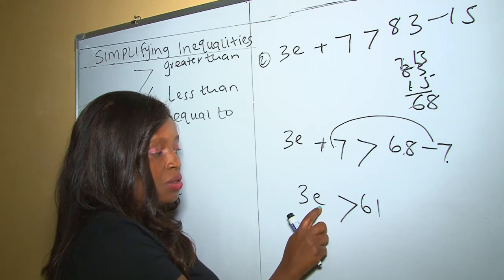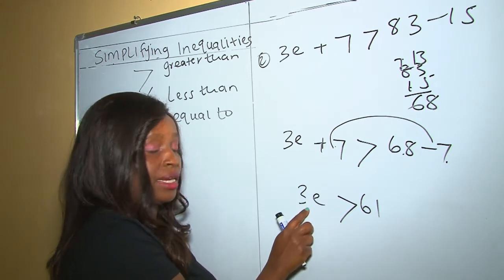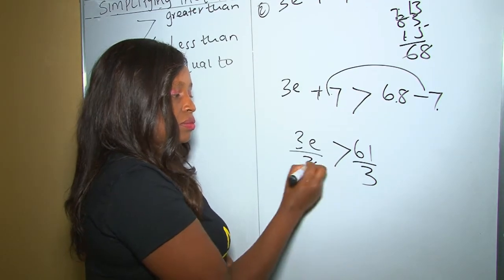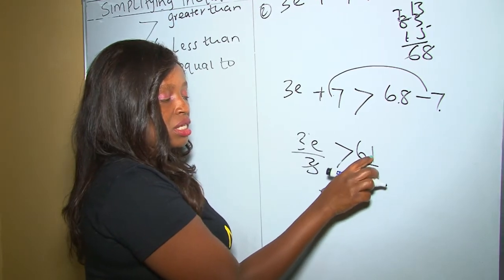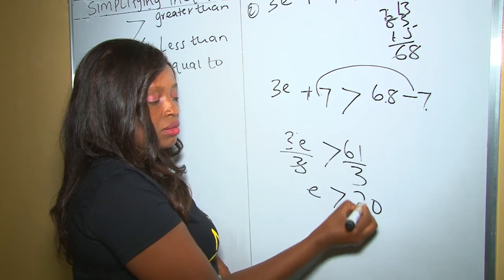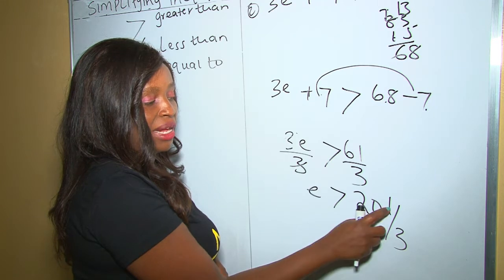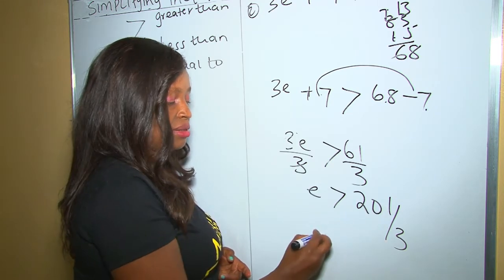We want the value of a. Don't leave your answer like this. We're looking for the value of a, not 3a. So to do away with 3, we divide both sides by 3. And our a remains there. The symbol remains. So 61 divided by 3, it's 20 and 1 over 3. Because 20 times 3 is 60 plus 1 is 61. So our answer is 20 and a third.